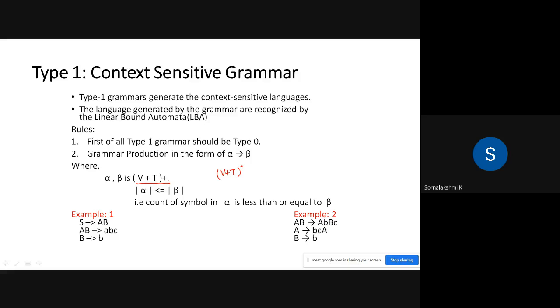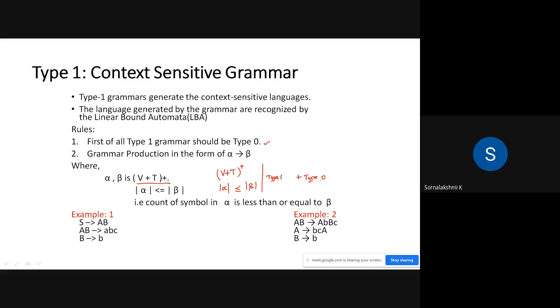Okay, and one variable to the left is mandatory because it is type 0 also. Type 1 is type 0, should be a type 0. So that condition is implicit. Apart from that, this is one condition: the length of alpha, the number of symbols in alpha, including terminal, non-terminal, all symbols, should be less than or equal to the length of beta. So these are two new conditions for type 1. And apart from that, you should add the conditions of type 0 also for the type 1 grammar.